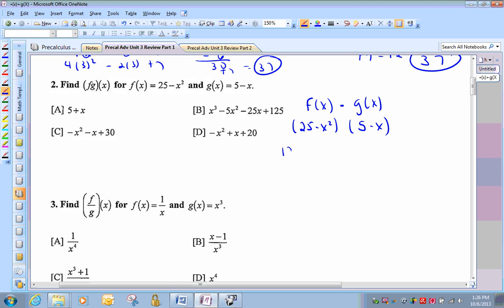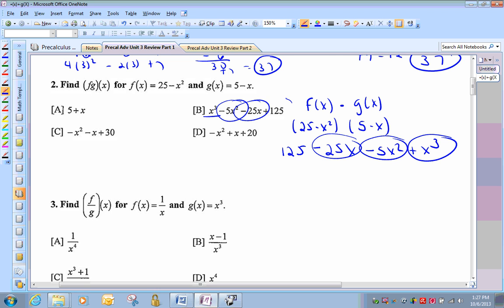25 times 5 is 125. 25 times negative x is negative 25x. Negative x squared times 5 is a negative 5x squared, and negative x squared times negative x would be a positive x cubed. All right, and it looks like they've put them in the right order. Well, here's your positive x cubed. Here's your negative 5x squared. Here's your negative 25x, and here's your positive 125. Looks like that's our answer.